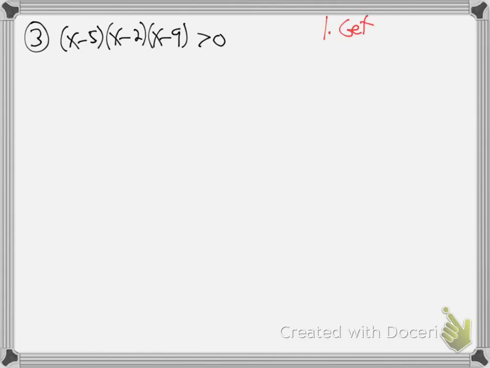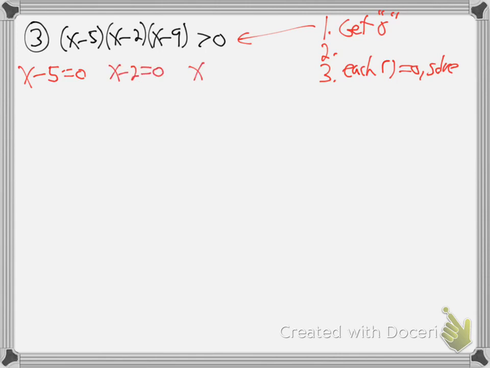Step 1, get a 0. We've already got it. Step 2 is fractions. We don't have fractions yet. Step 3, each parenthesis equals 0. Solve. So I take each of these separately, equal to 0, and solve. If you bump it over, it just changes signs. So x equals +5, +2, +9.